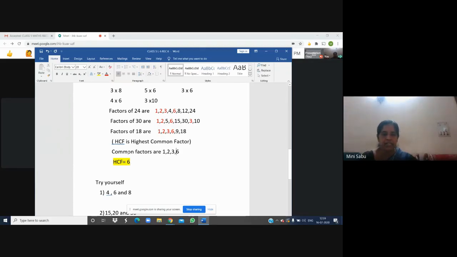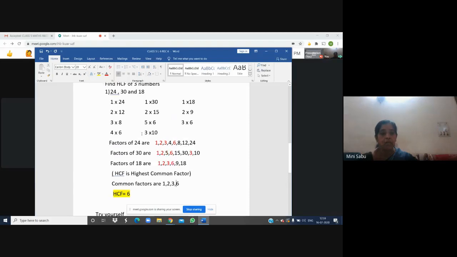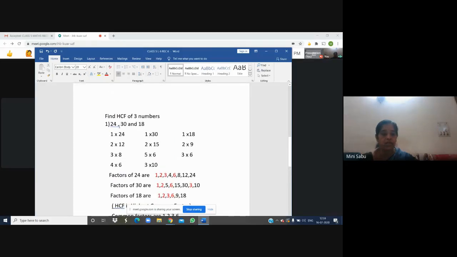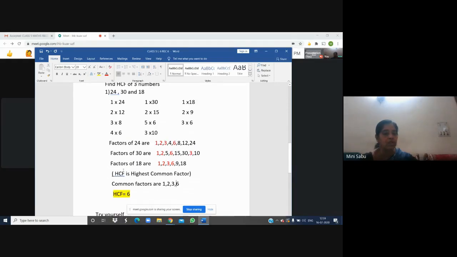Yes, ma'am. We did such questions earlier, but here we have added one more. Then what is the difference? When you find common factors, you have to check all the lines and find a common factor for all 3 lines. And as I told you in LCM, suppose the question is like this: 24, 30, 18 and 48. What will you do? You will find the factors of 48 also. Then we find the common factors for all 4 numbers, and then we select the highest common factor from that list. Okay, got it? Clear?